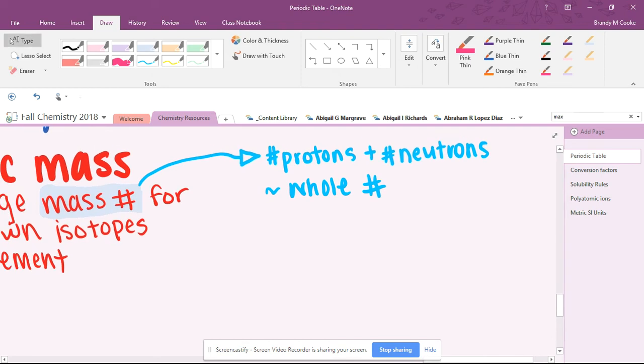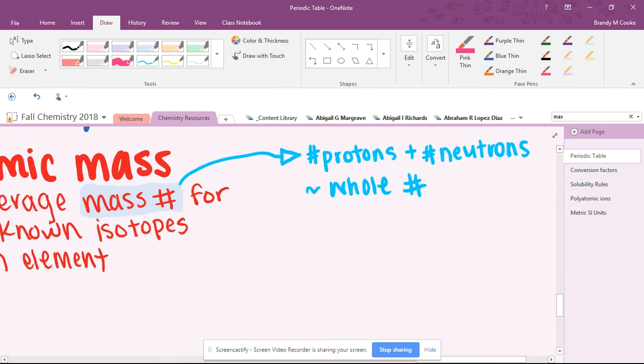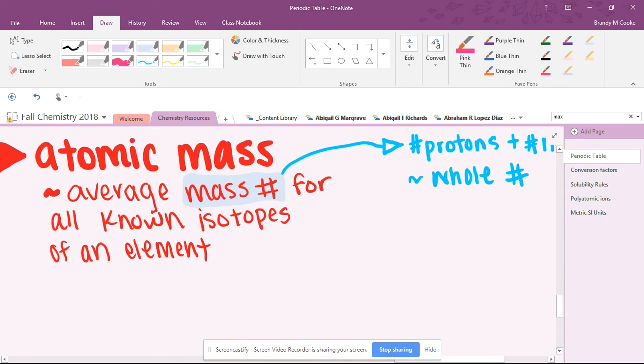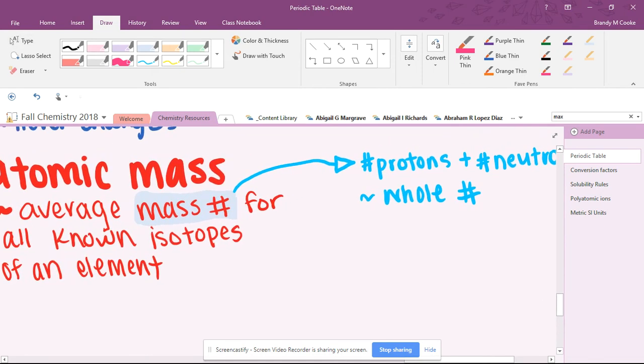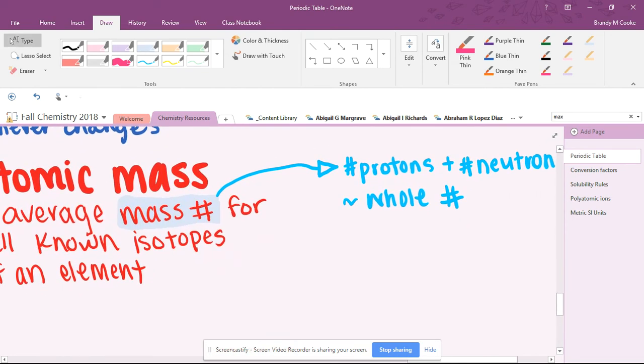So mass number, protons plus neutrons, always a whole number. So then it goes on here, it says for all known isotopes of an element. So isotopes means something is different from one atom to another. And remember, if the mass number is protons plus neutrons, and the protons cannot change ever, otherwise we change the identity, we change who it is. Therefore, the number of neutrons must differ in this thing here called an isotope.